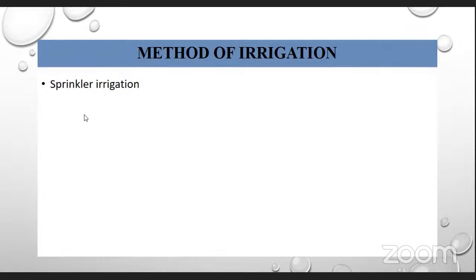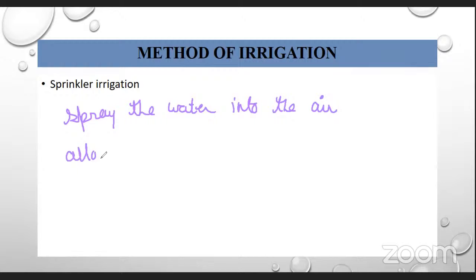sprinkler irrigation. Okay, if we define what sprinkler irrigation is, it is spraying the water into the air. We are spraying water into the air, okay, and then we allow it to fall onto the plants.